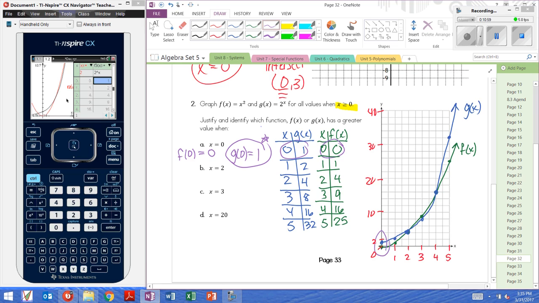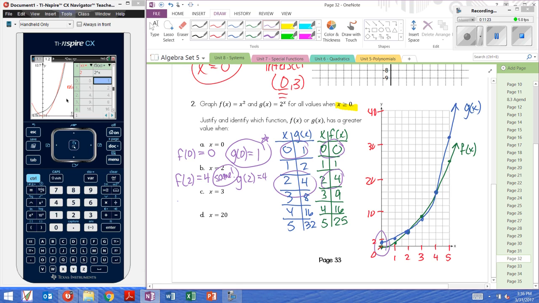Let's do the same thing with x is equal to 2. Some of you might say, oh, I like it better in the table. So if I wanted to find f of 2, it is 4. And hey, g of 2 is also 4. So they are the same. Let's write that down.